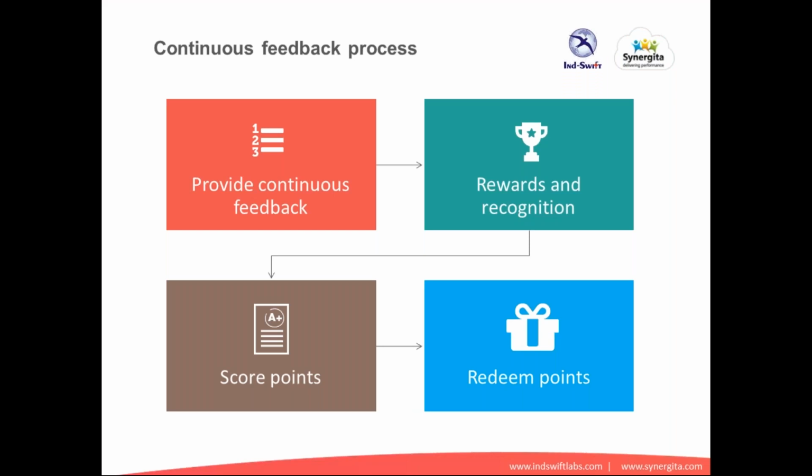These are the simple 4 steps which will help you implement continuous feedback in your organization. Enable people to give feedback on a continuous basis, implement a rewards and recognition program which will engage the employees, and in fact you can also associate loyalty reward points with rewards and recognition, which can be redeemed by the employees.